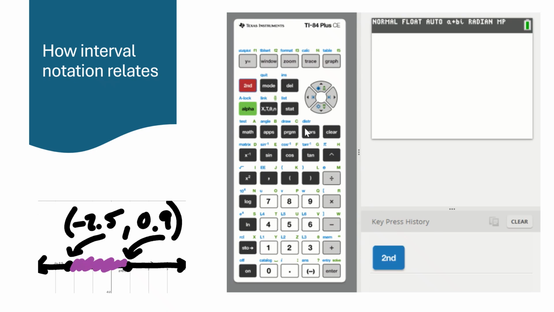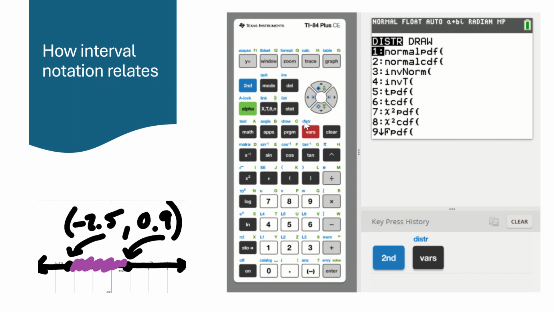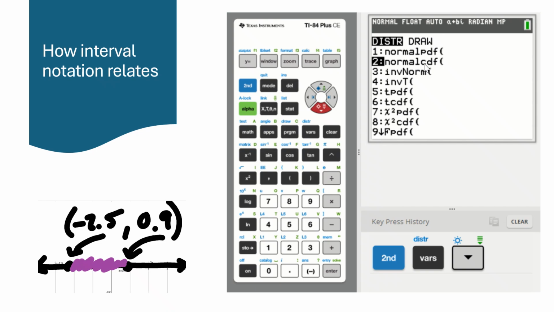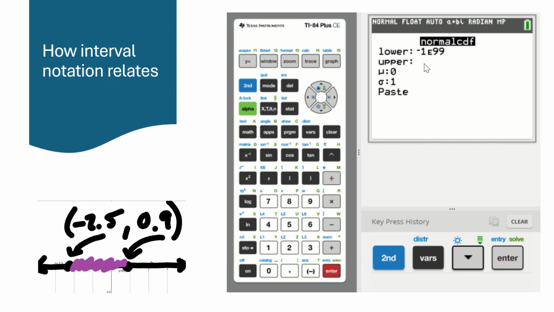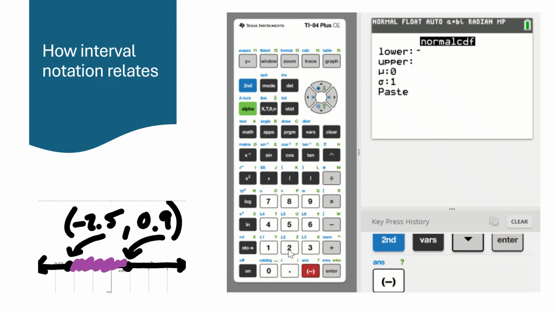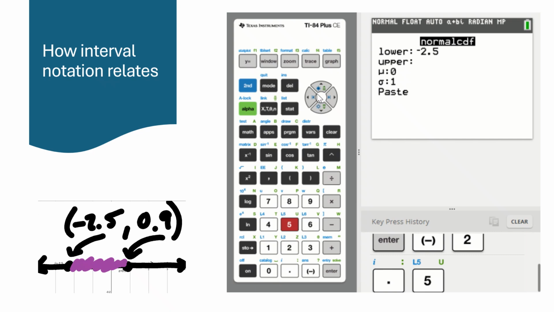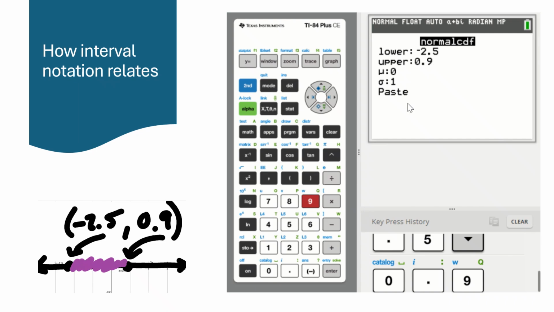We're going to go second, vars. So we want this distribution menu. We're going to use normalcdf, because the C stands for cumulative, so add up all the areas between here and here. On the left, that would be our negative 2.5, which is going to be our lower bound. So negative 2.5 is going to be over here, and our upper bound is going to be 0.9. This is exactly the same thing as your interval notation from left to right. Lower to upper is the same as that left to right system for your interval notation.